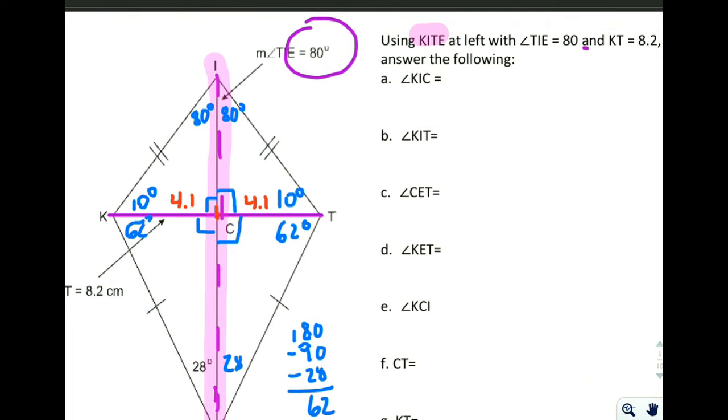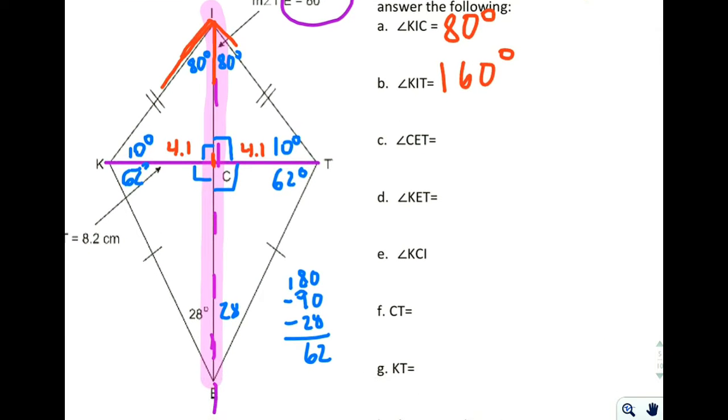Now, angle-wise, it's going to be a lot easier to go back and figure out all these problems. So KIC, that's going to be 80 degrees. KIT, so the whole big angle up here, is going to be 160. CET, C, E is down at the bottom, T, so it's going to be this angle coming up here, that's 28. KET, K down to the bottom and all the way up here, this whole big angle down here. We have the 28 plus 28, it's 28 times 2, and that's 56 degrees.